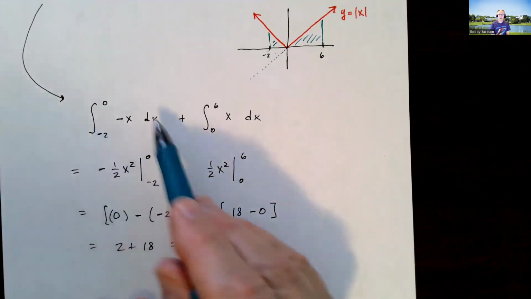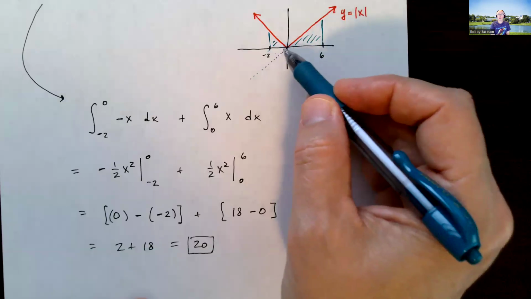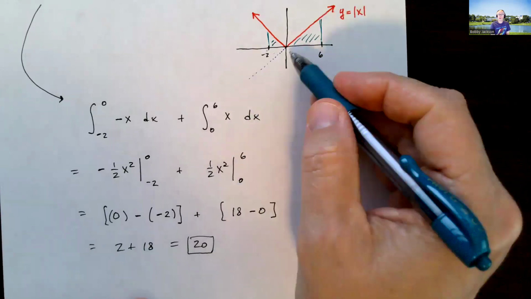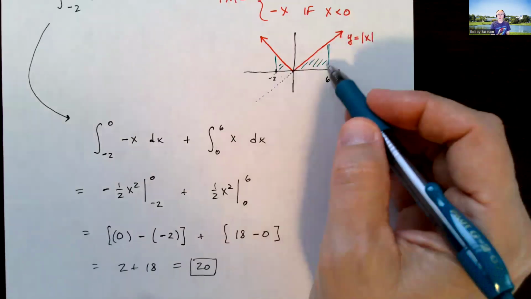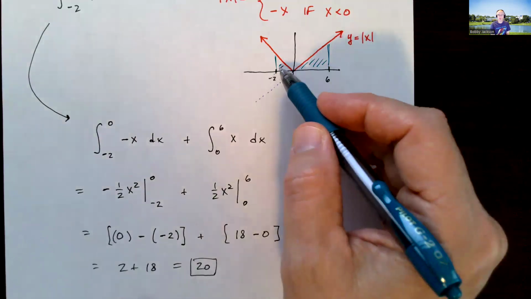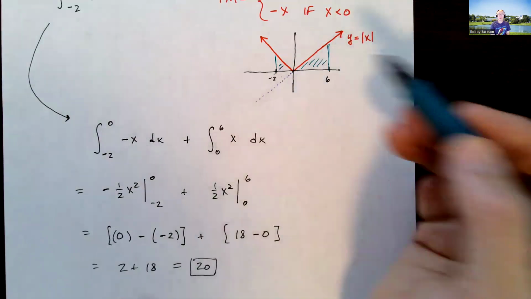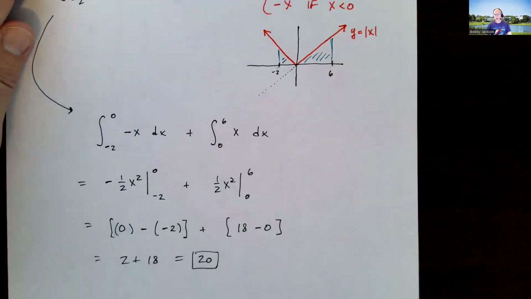And notice the first integral here, the 2, represents the area that I've shaded in between -2 and 0. And the 18 represents the area from 0 to 6 under here. In fact, geometrically, you can see these are just triangles, and you can find the areas of both of these triangles. The area of this triangle is 2, the area of this triangle is 18. So that all is making sense, hopefully, on this one, and I hope this is helpful.